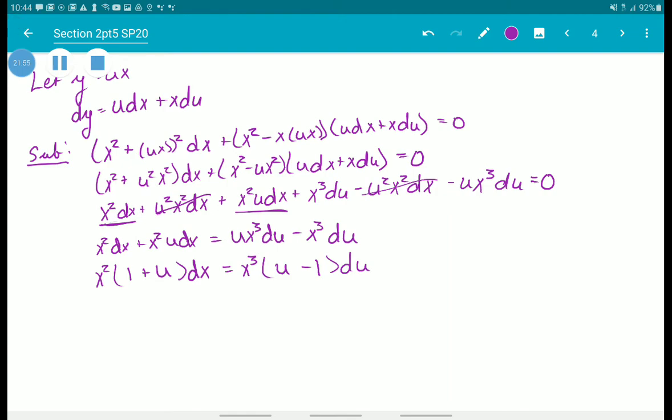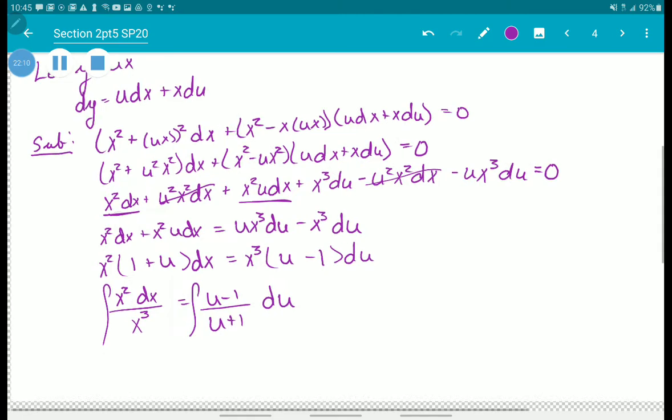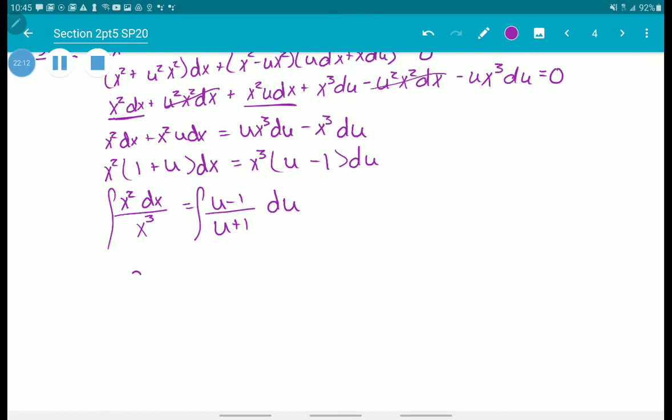So let's divide both sides by x cubed, and divide both sides by u plus 1. So now that left-hand side simplifies into dx over x. This guy is going to require some long division, so let's do that over here. Since the degree of the top and the bottom is the same, we can use long division to help us simplify so we can integrate.